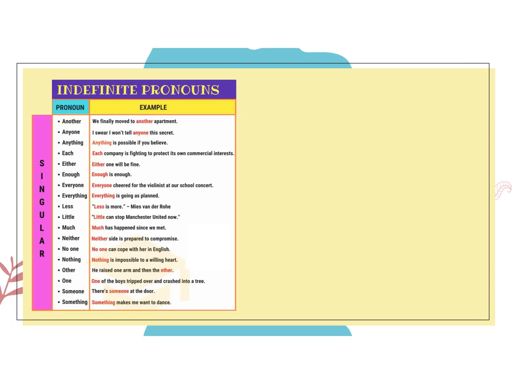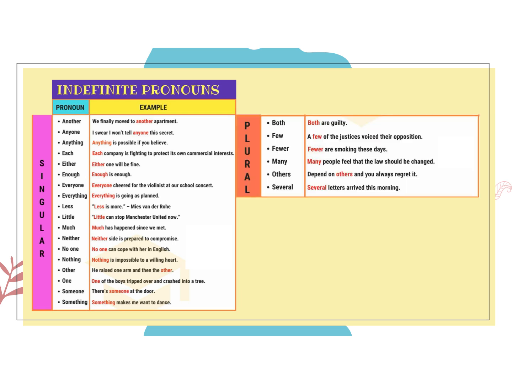Indefinite pronouns replace non-specific nouns. Oftentimes, they replace ideas instead of physical objects. For example, one of the boys tripped over and crashed into a tree. Which boy? We don't know. It's not a specific pronoun. It's an indefinite pronoun. These indefinite pronouns are singular. They must be matched up with singular verbs. Each company is fighting, not each company are fighting. Anything is. Neither is.